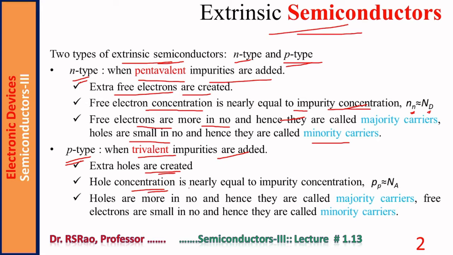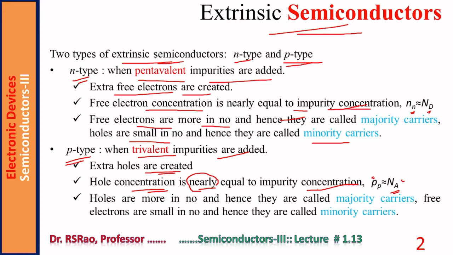Hole concentration is nearly equal to impurity concentration, PP equal to NA. NA means P-type impurity concentration. PP means hole concentration in P-type material. Note, it is nearly equal. Hole concentration is nearly equal to impurity concentration.